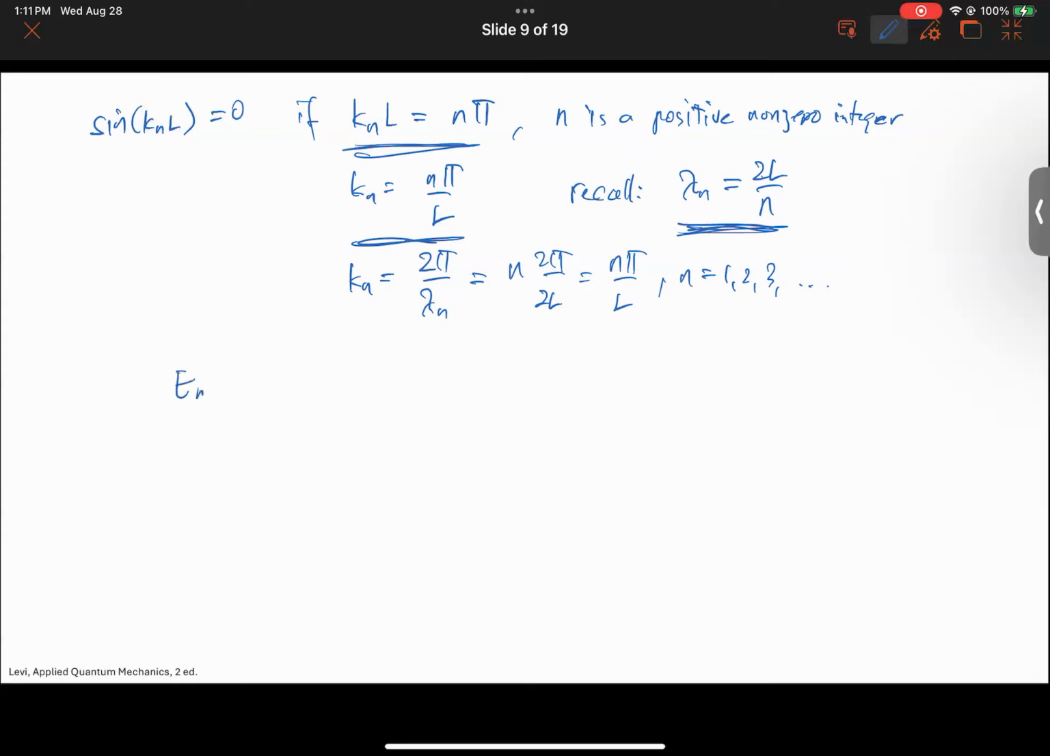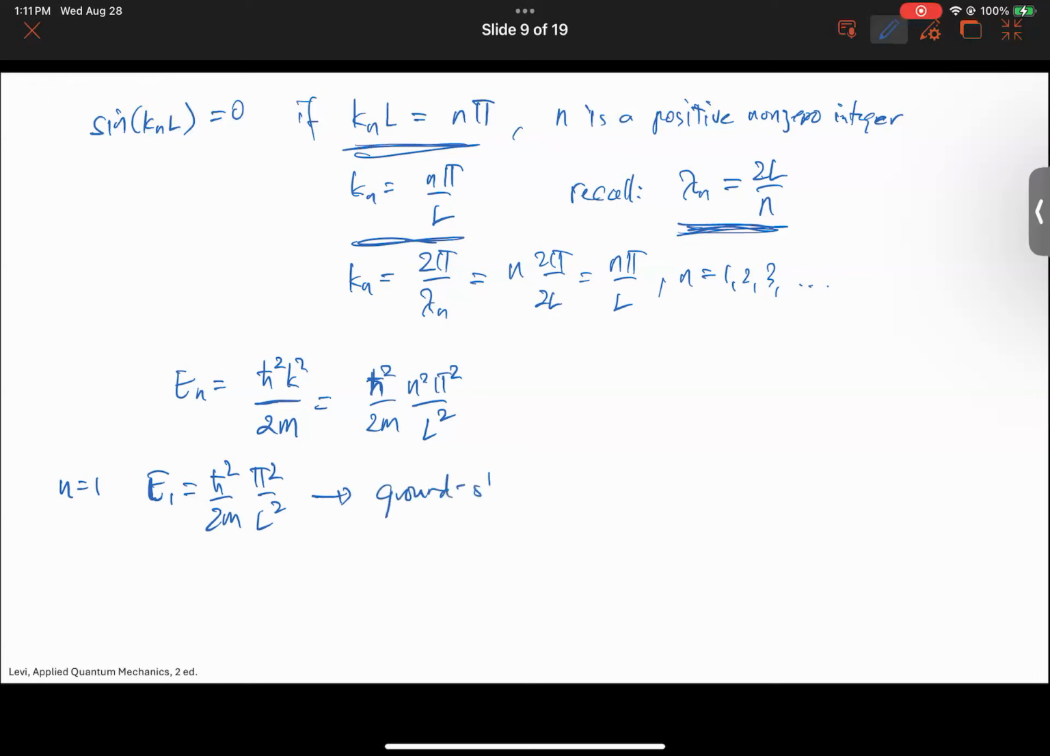So E sub n, which is given by h bar squared k squared over 2m, can now be written as h bar squared over 2m times n squared pi squared over L squared. So for n equals 1, you have E1 equal to h bar squared over 2m times pi squared over L squared. This is the lowest energy state, which we call the ground state.